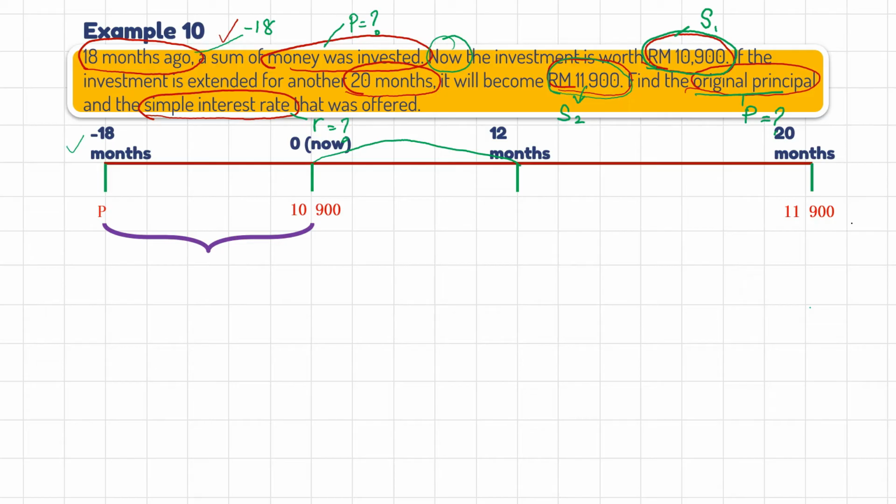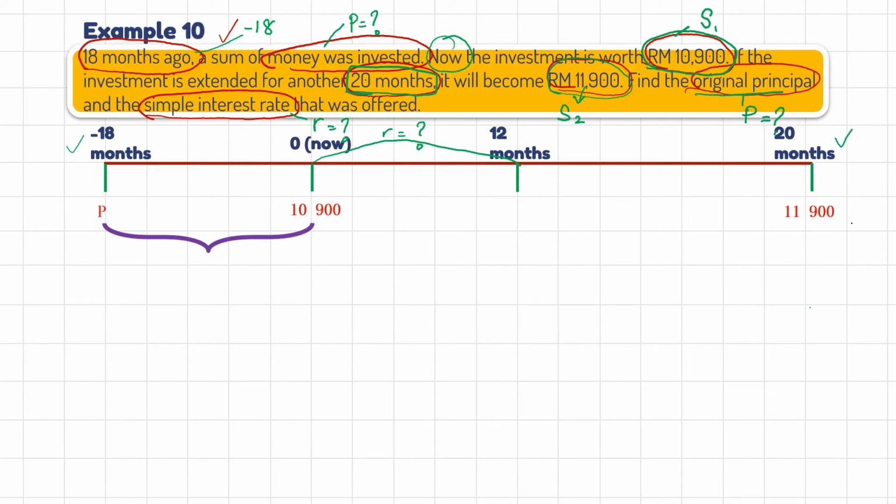Here we can write our R will be equal to the one that we need to find. And then 20 months is the end of the term in this example. Since here the end of term is 20 months, our timeline ended at 20 months.